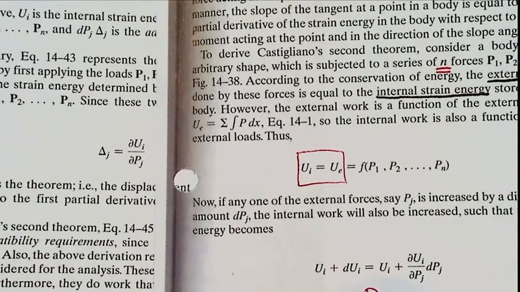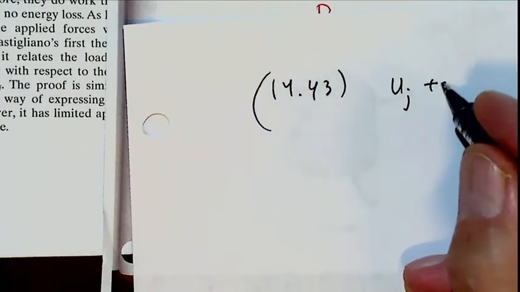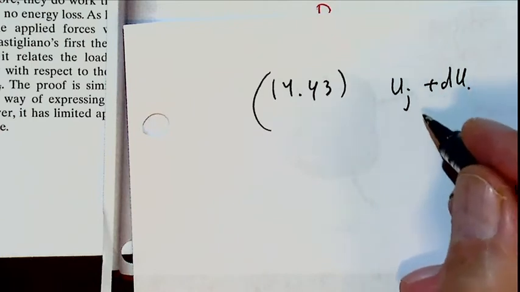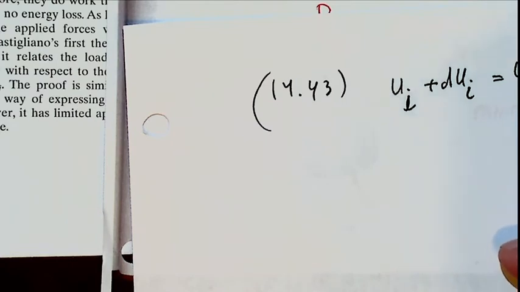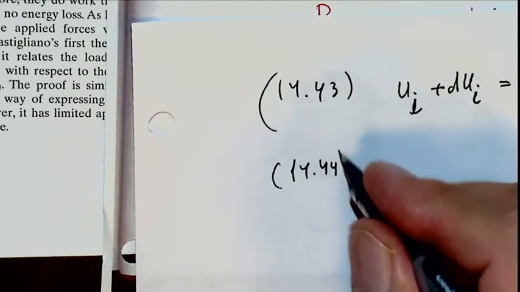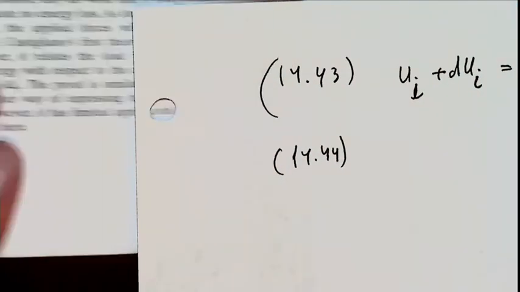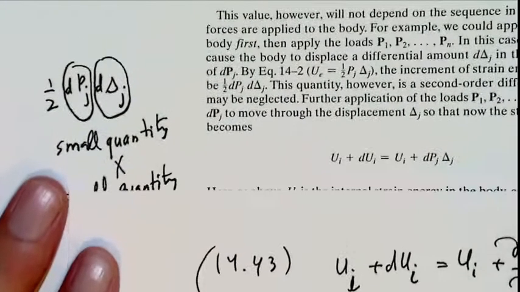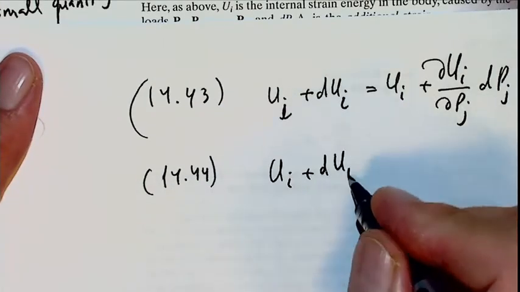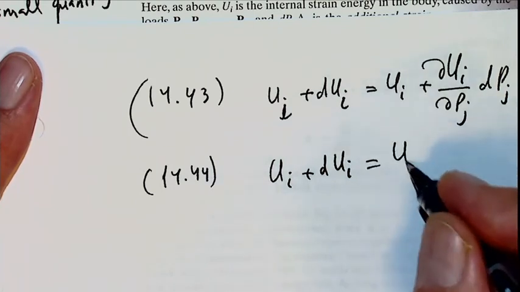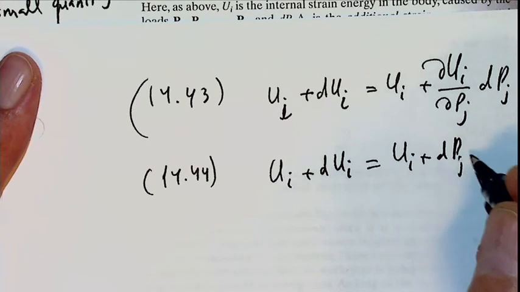So I will write it down, 4.43. U_i plus dU_i equals U_i plus dU_i over dPj times dPj. Now we will write 4.44. I will rewrite it. U_i plus dU_i equals U_i plus dPj delta j.